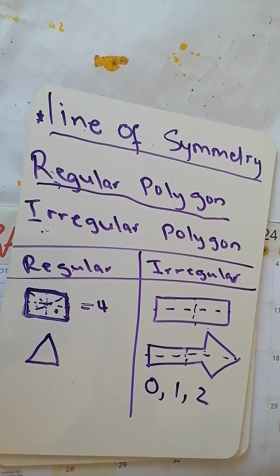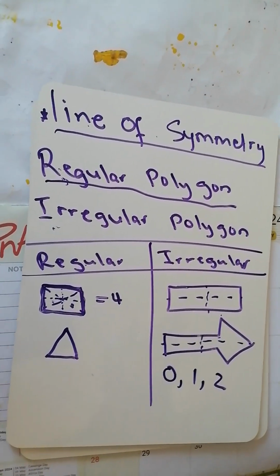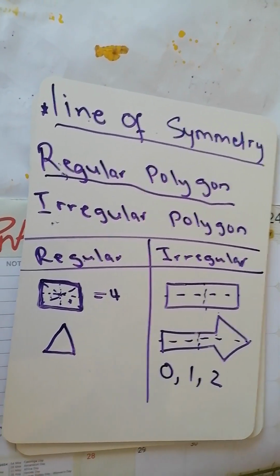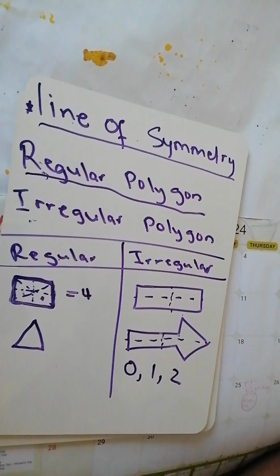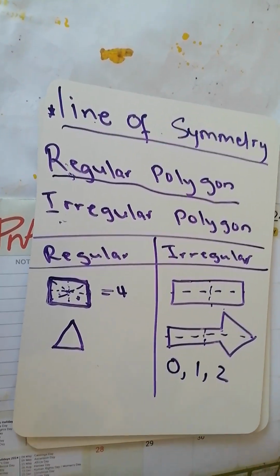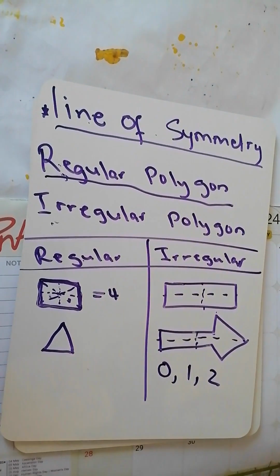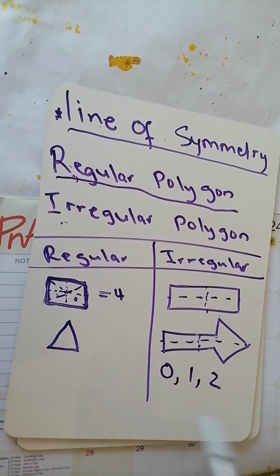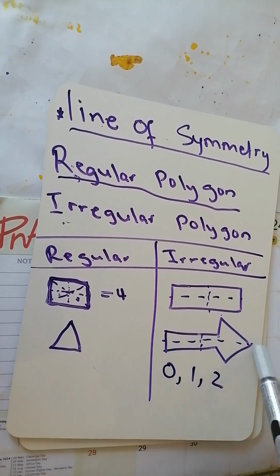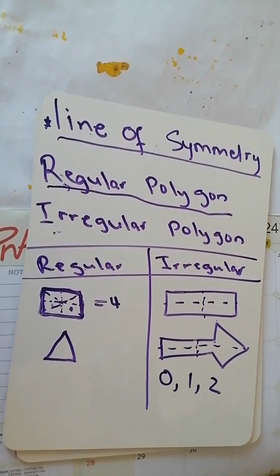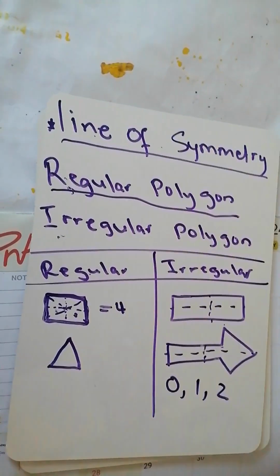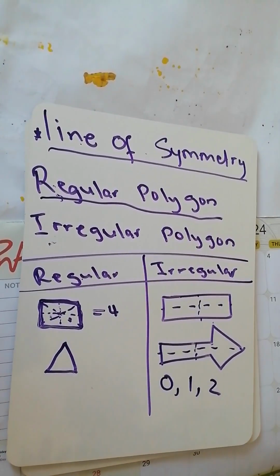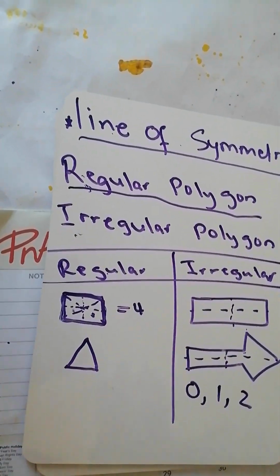So with regular polygons, it depends on how many sides that regular polygon has. If it has 5 sides, it's a regular polygon, which means all sides are equal. So if it has 5 equal sides, it will have 5 lines of symmetry. If it has 6 equal sides, it will have 6 lines of symmetry. So it would depend on the type of polygon. But for irregular polygons where the sides are not equal, it would either have no line of symmetry at all, 1 line of symmetry, or 2 lines of symmetry. So it depends on the type of polygon. If it's regular, the lines will equal the number of sides that polygon has, and if it's irregular, it's either 0, 1, or 2.